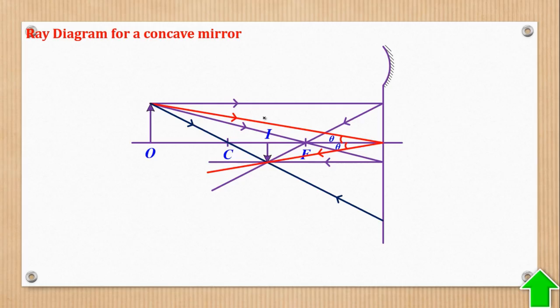I think you realize that each ray has an arrow. Then they all meet at one point, meaning that any two rays you choose to draw, you still get the same position of the image.